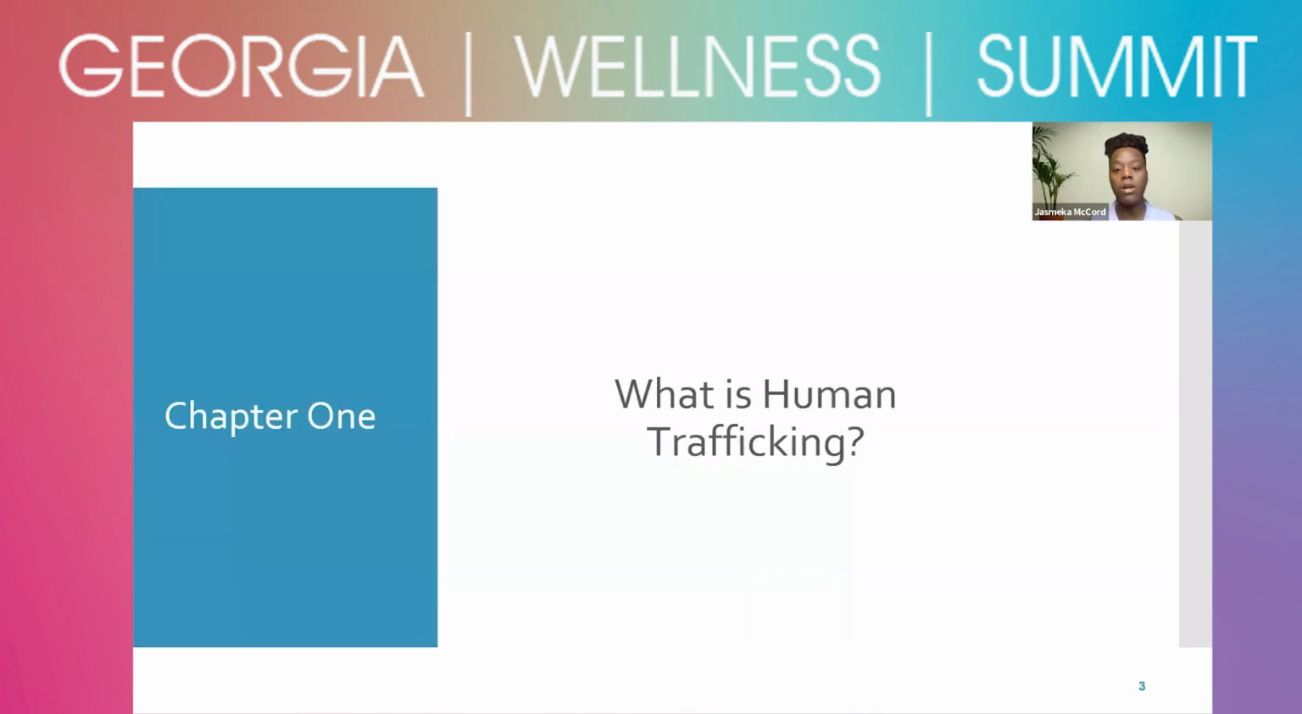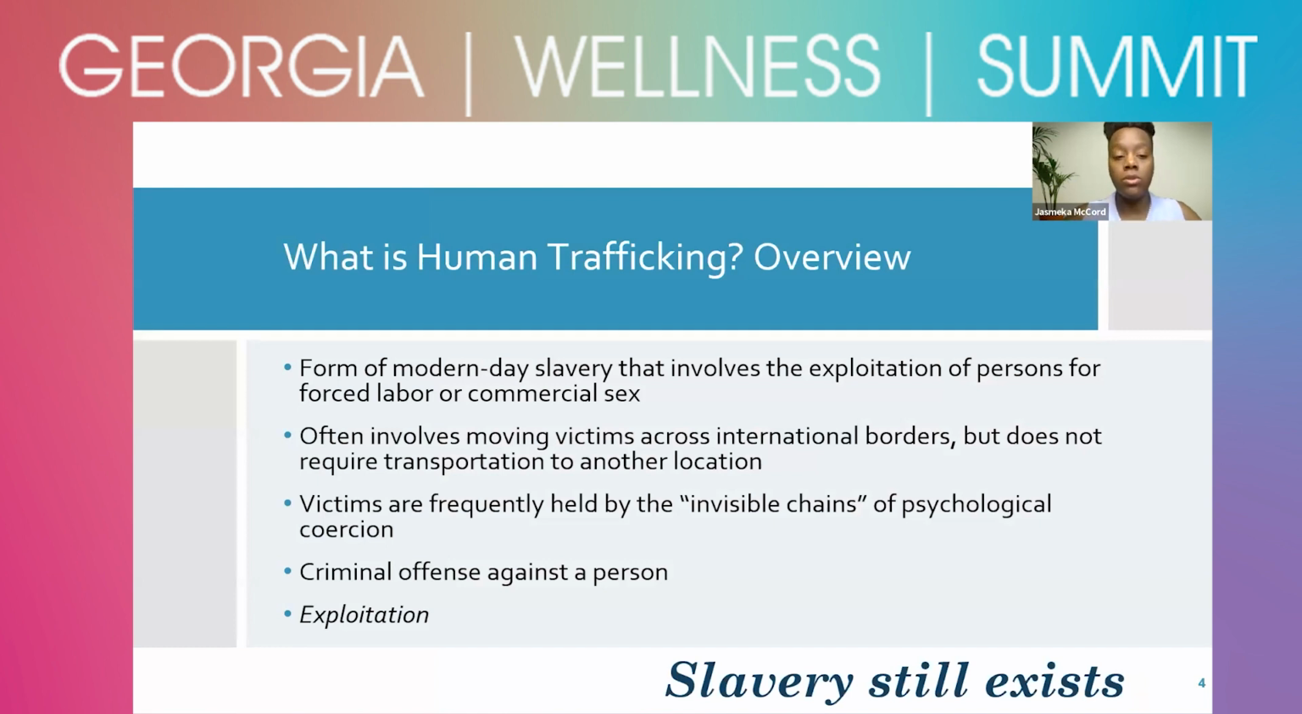So we'll start with chapter 1, what is human trafficking? An overview. Human trafficking, in short, is a form of modern day slavery. It involves the exploitation of persons for forced labor or commercial sex. It often involves moving victims across international borders. However, as you'll soon see, this is not a requirement for the definition. Victims are frequently held by the invisible chains of psychological coercion, and there is often a criminal offense against a person. But the baseline of human trafficking is that it's a form of exploitation and modern day slavery.